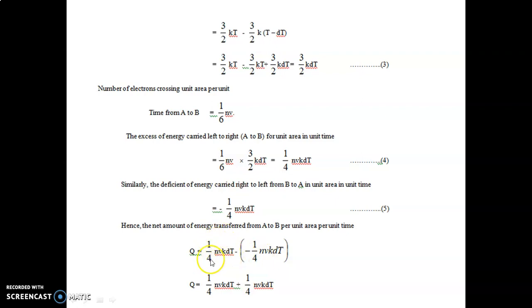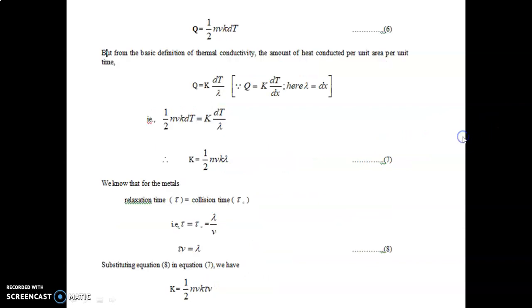That is 1 by 4 NVK dt minus the deficient energy. So this minus becomes plus. Here we are adding 1 by 4 NVK dt plus 1 by 4 NVK dt. What we are getting is 1 by 2 NVK into dt. This is the net amount of energy transfer from A to B per unit time per unit area of cross section. This is equation number 6.